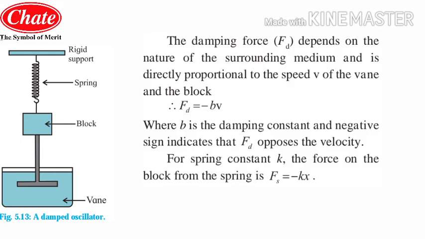Now students, the damping force Fd depends on the nature of the surrounding medium, and it is directly proportional to the speed v of the vane and the block. Mathematically it is given as Fd is equal to minus b into v, where b is the damping constant and the negative sign indicates that Fd opposes the velocity. For spring constant k, the force on the block from the spring is Fs is equal to minus k into x, which we have already learned.